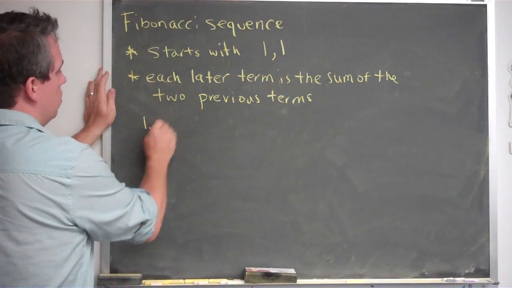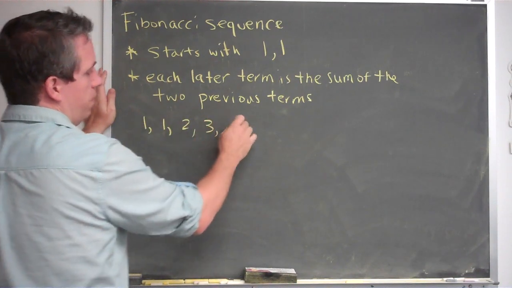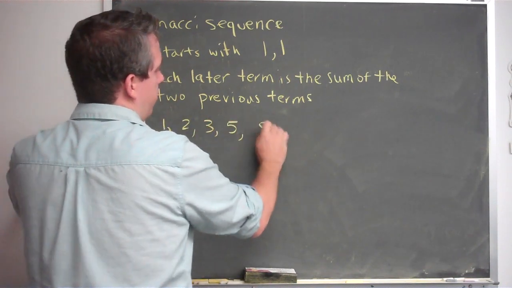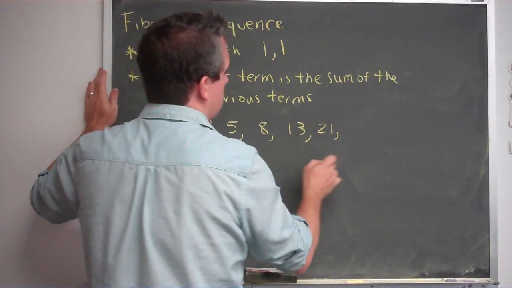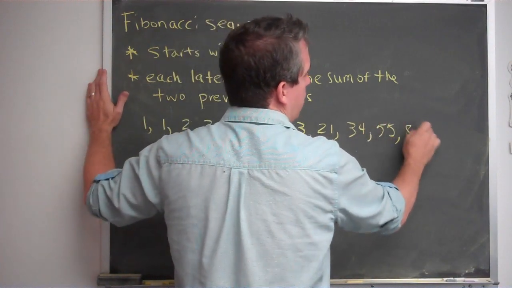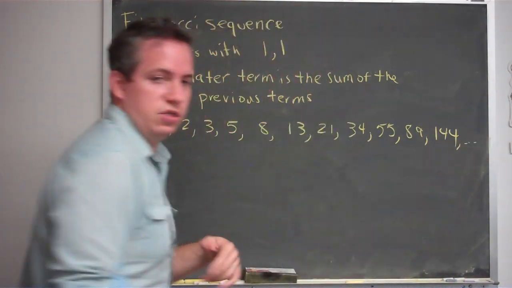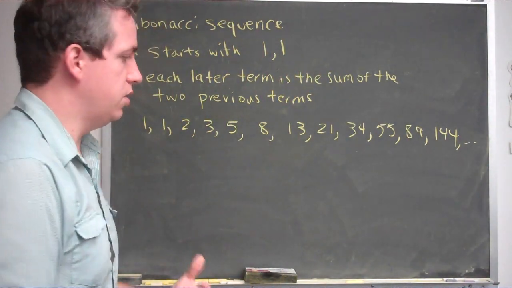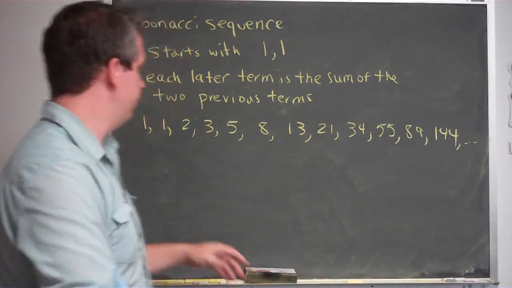So we've got 1, 1, 1 + 1 = 2, 1 + 2 = 3, 2 + 3 = 5, 3 + 5 = 8, 5 + 8 = 13, 21, 34, 55, 89, and 144. Now that's just the first 12 terms of the Fibonacci sequence. There's an infinite number of terms. It just keeps on going forever.